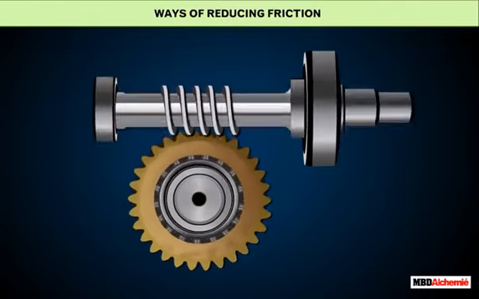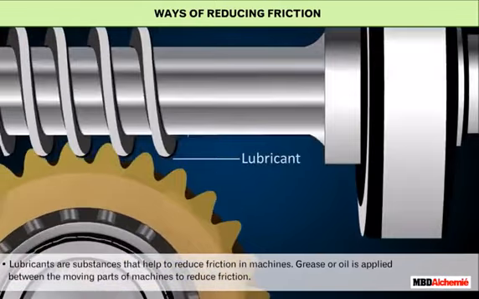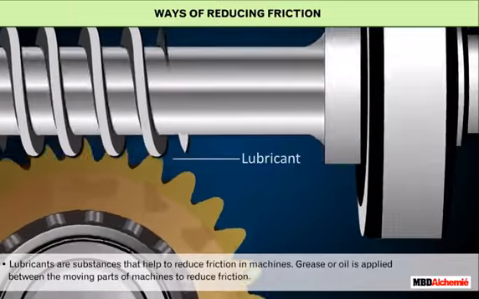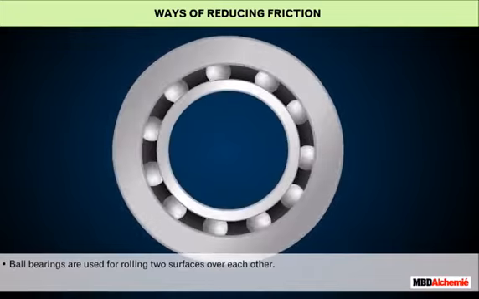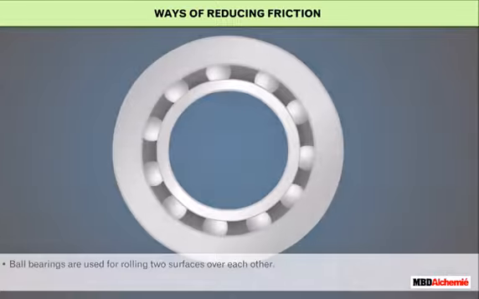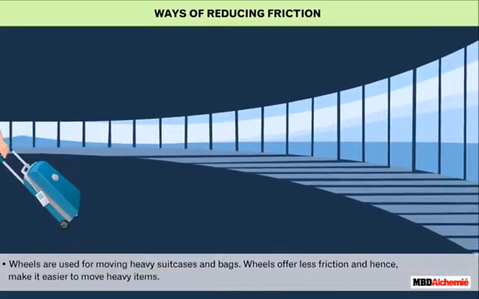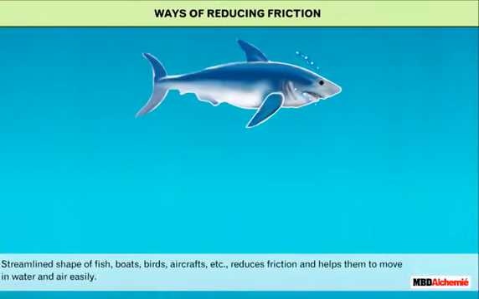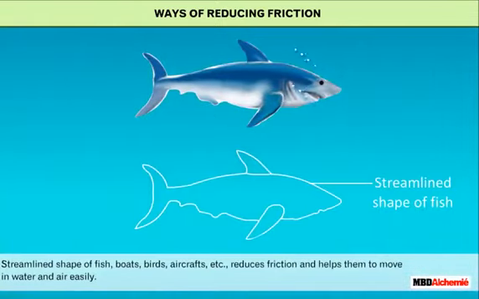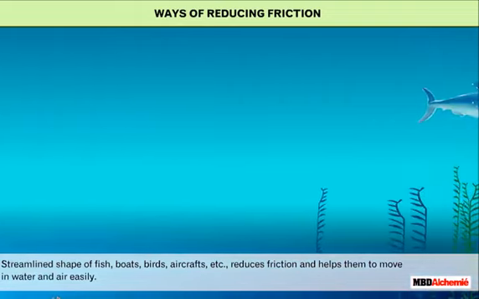Ways of reducing friction. Lubricants are substances that help to reduce friction in machines. Grease or oil is applied between the moving parts of machines to reduce friction. Ball bearings are used for rolling two surfaces over each other. Wheels are used for moving heavy suitcases and bags. Wheels offer less friction and hence make it easier to move heavy items. Streamlined shape of fish, boats, birds, aircrafts, etc. reduces friction and helps them to move in water and air easily.